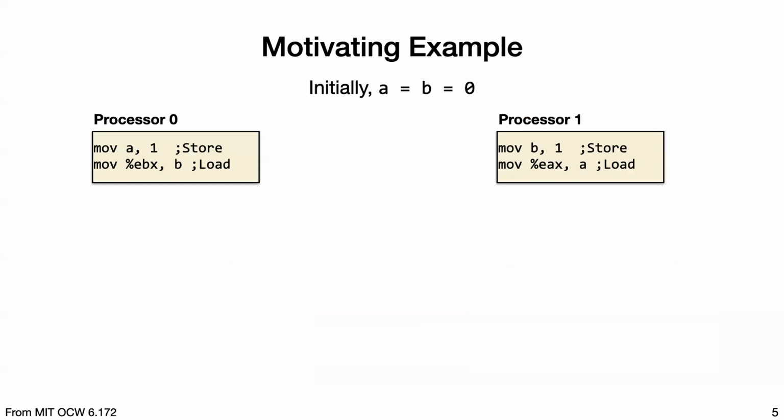We're going to use this motivating example a lot today. It is a very simple code. You start with A equals B equals 0, and you have two processors, 0 and 1. They're doing something very easy. Two variables, A and B, are shared. Processor 0 first puts 1 into A. The move puts the second thing into the first thing. So you put 1 into A, and then you put B into EBX. Then processor 1 is the reverse. You put 1 into B, and you put A into EAX. That's just a store and a load.